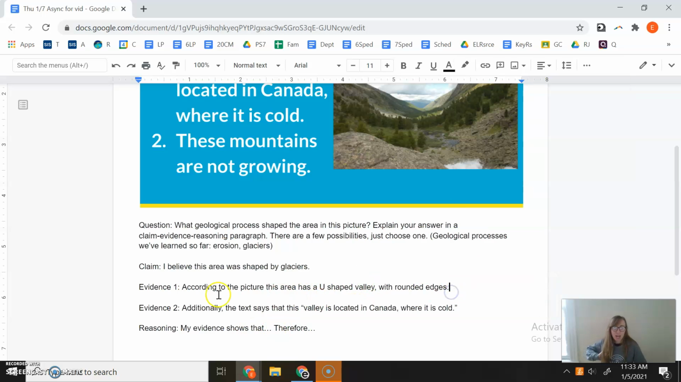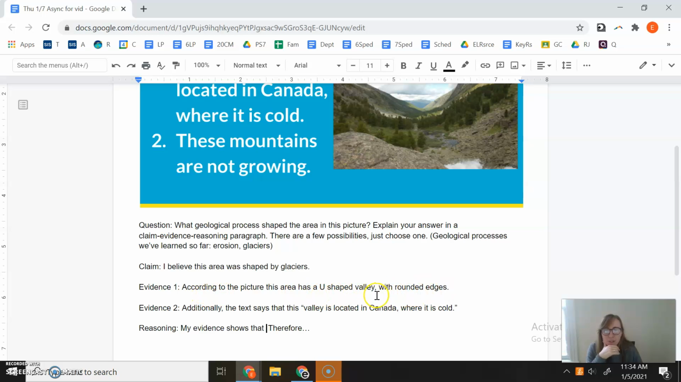I know some people like to add additional sentences to their evidence. That's totally fine. This would be the minimum. You could do more than that. All right, so my evidence shows, this is the hardest part. Reasoning is a thing that everybody is still struggling with. So I'm going to show you how I would write this, and there are kind of a lot of correct ways to do reasoning. So my evidence shows that blank. I am trying to prove my point in the claim, right? I'm trying to prove that this area was shaped by glaciers. How does my evidence support that? That's what I want to put in here.